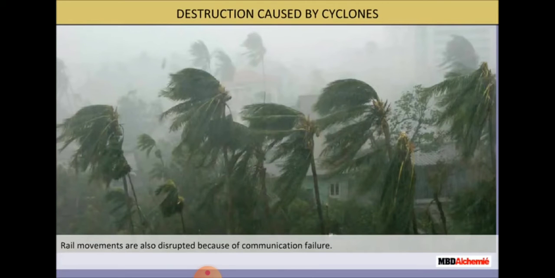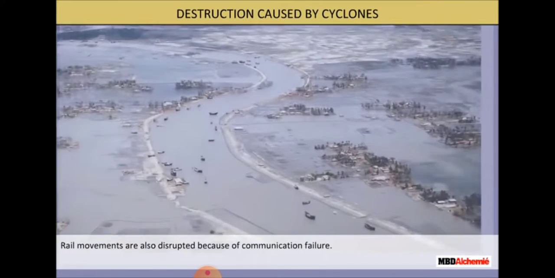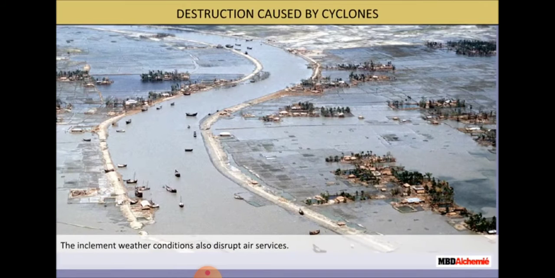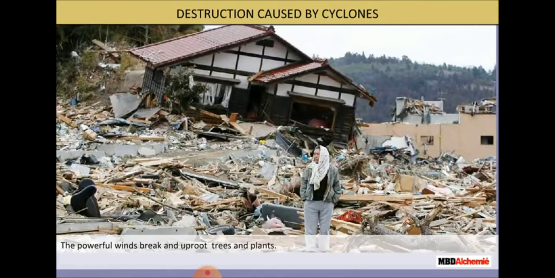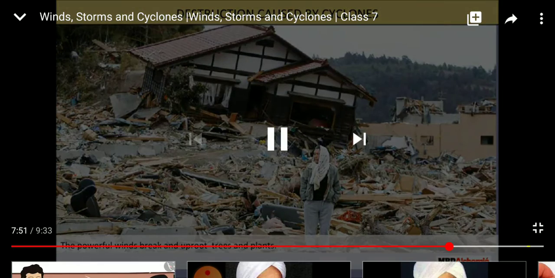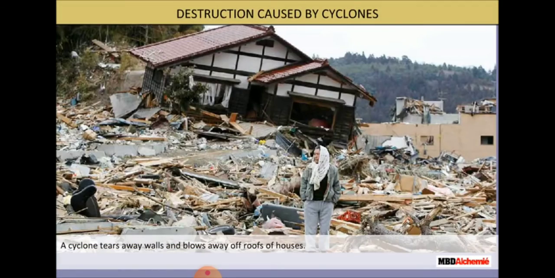Rail movements are also disrupted because of communication failures. The inclement weather conditions also disrupt air services. Seaports stop operating due to strong winds, heavy rain and poor visibility. Sometimes ships overturn or are washed ashore. The powerful wind breaks and uproots trees and plants, and the cyclone tears away walls and blows away roofs of houses.